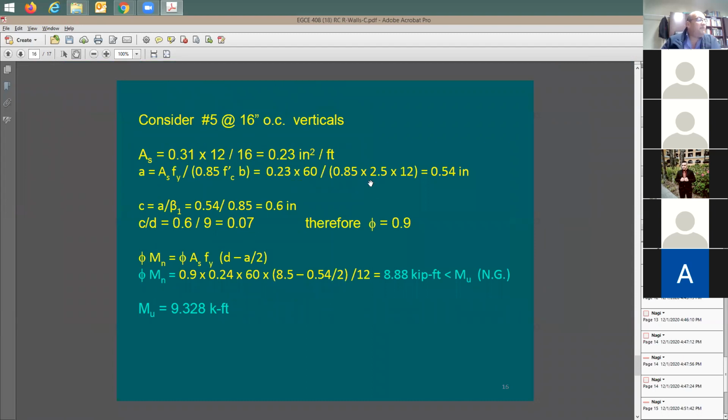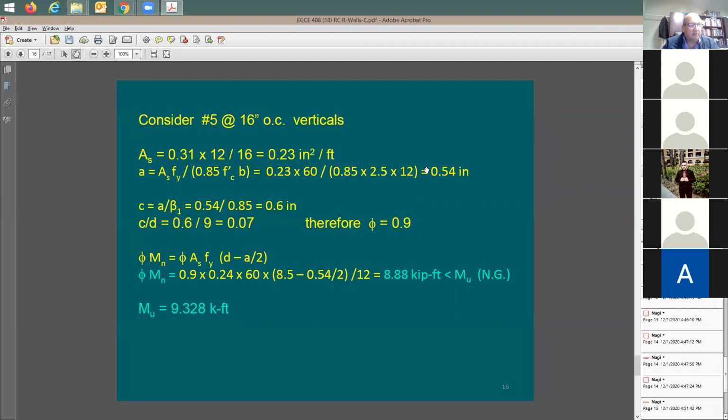Now let's look here at the reinforcing design. Have you guys seen this before? It says here, consider number 5 at 16. I'm just gonna be throwing a number there and double check it. Here are the reinforcing bars, right? When you have number 5, it's gonna be 0.31 for one rebar. Multiply this by 12, which means the 1 foot width, divide by 16 for the spacing. This is gonna be the amount of rebars that you provided in a 12 inch strip.